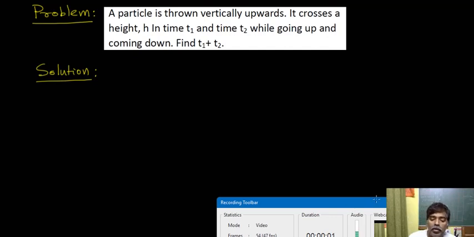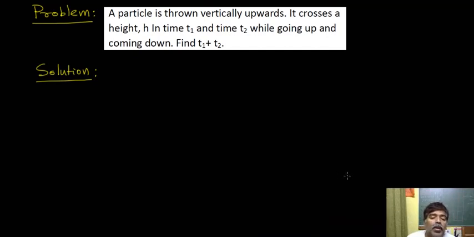Okay, good evening students. In this problem we have a particle thrown vertically upwards. It crosses a height h in time t1 and time t2 while going up and coming down. Find t1 plus t2. This problem, if it comes in JEE or NEET, you have to do very fast, and for that you have to know the mathematical tool. That is what I am stressing.